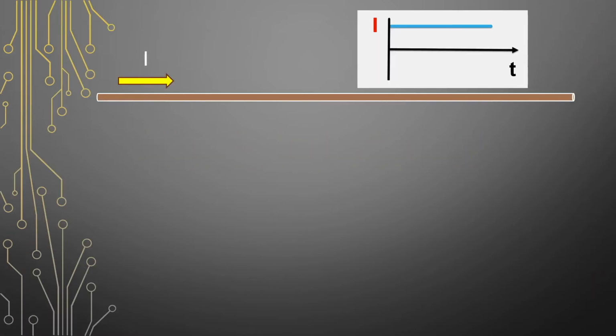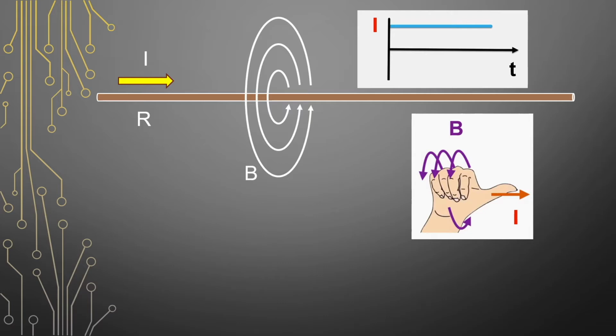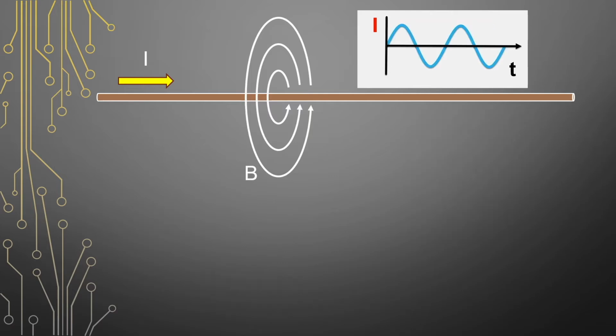When a direct current flows through a wire, it will experience a resistance and also generate a magnetic field around the wire following the curl right-hand rule. Ohm's law tells us that for a given voltage, the higher the resistance, the lower the current. What if we now have an alternating current instead?